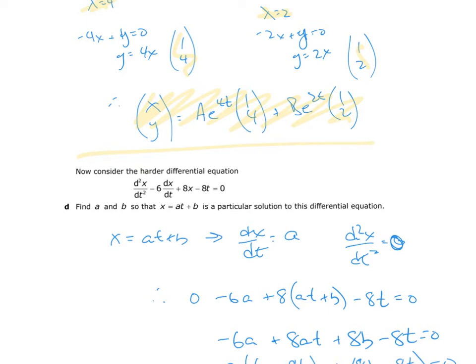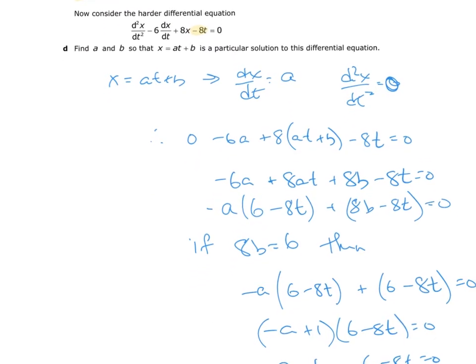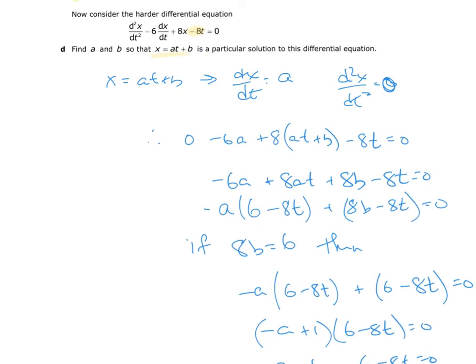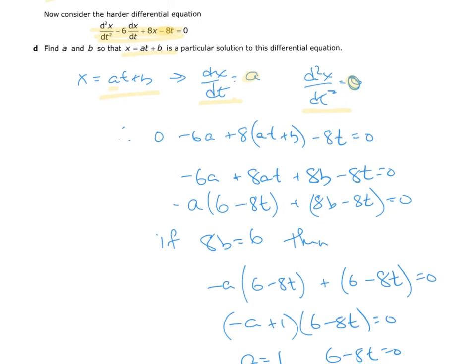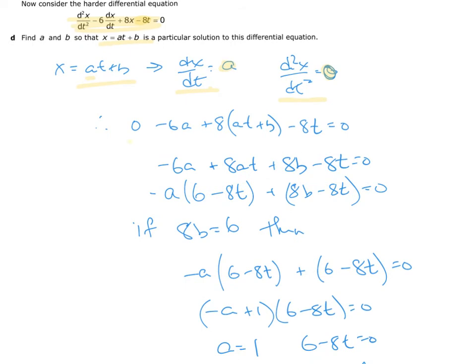Then it says, now consider this harder differential equation, almost the same, except now we have minus 8t. And this algebra gets messy. We start off with our x. We take the first derivative, and we get a, because it's a function of t, and the b goes away, and we're only left with the a. This is a constant, and the second derivative ends up being 0. We plug the first and second derivatives into this equation here, and we end up with this blurb here.